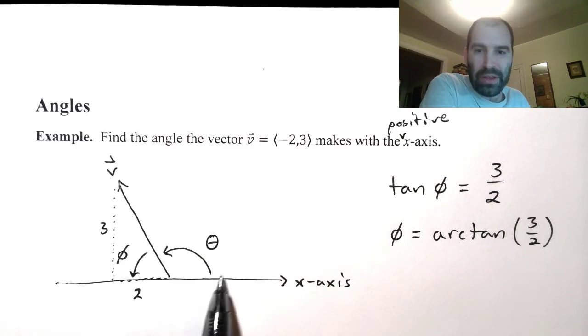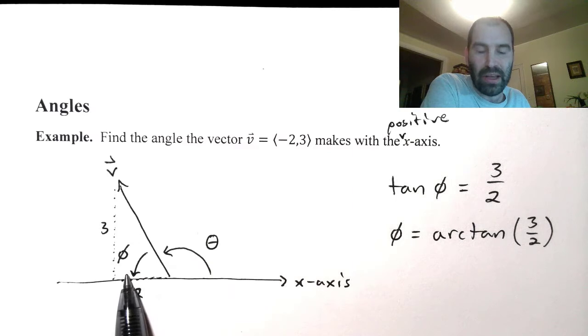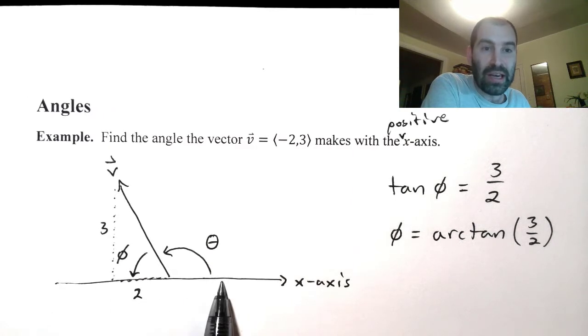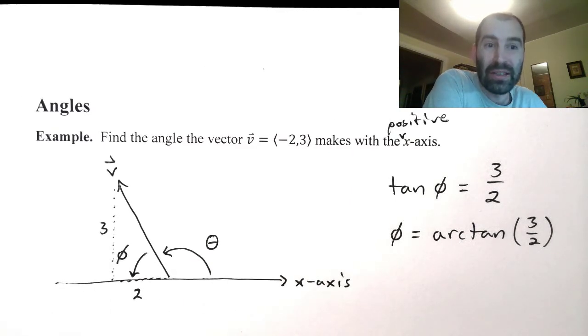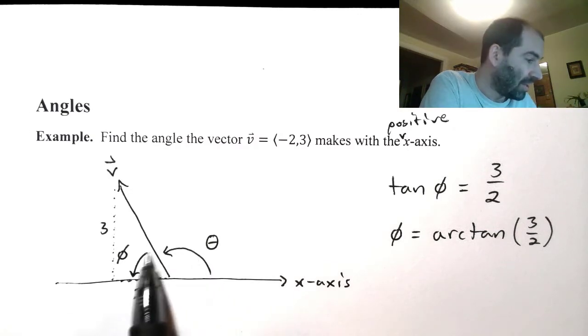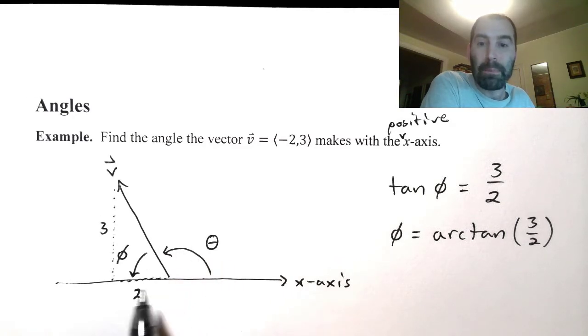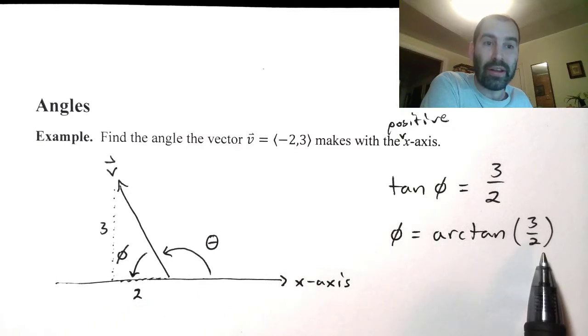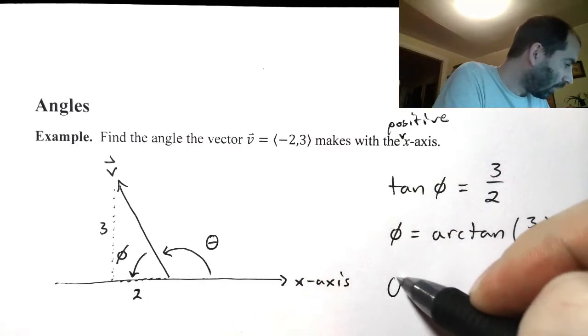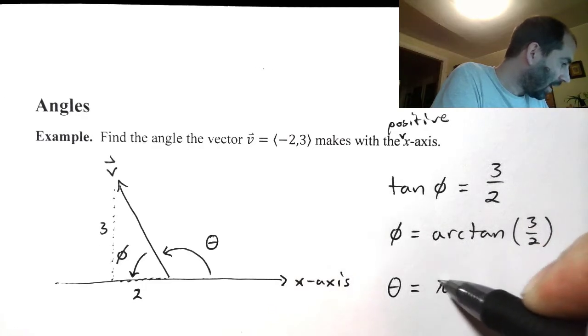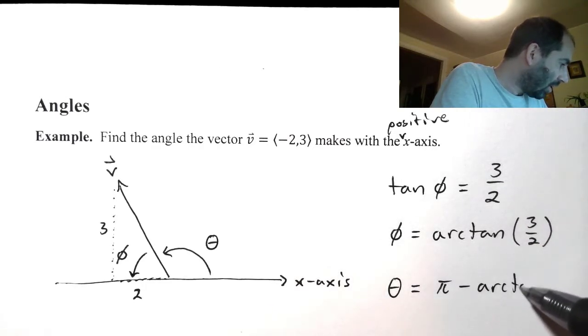Well, we know that theta plus phi is 180 degrees, or let's keep things in radians. Unless told otherwise, always do work in radians. 180 degrees is the same as pi radians. So what that means is that theta is pi minus this quantity. So our angle that we're after is pi minus arctan of 3/2.